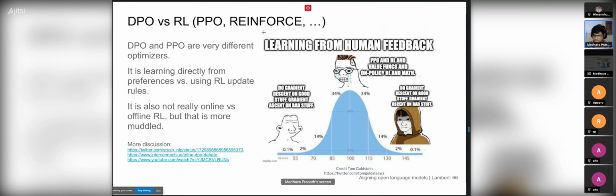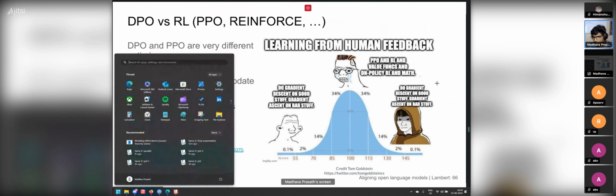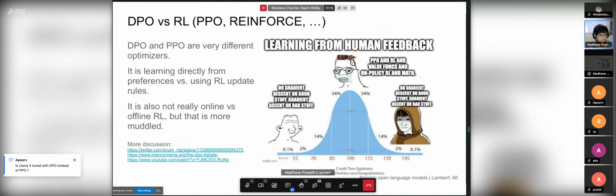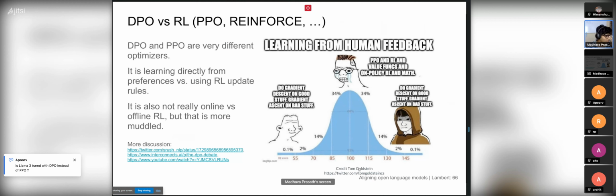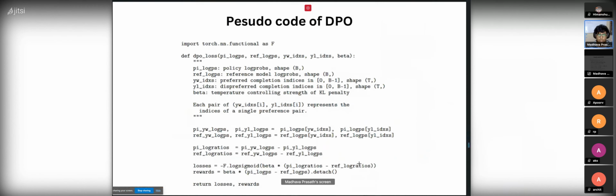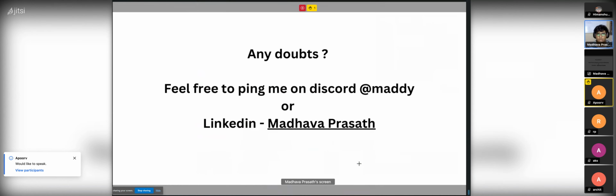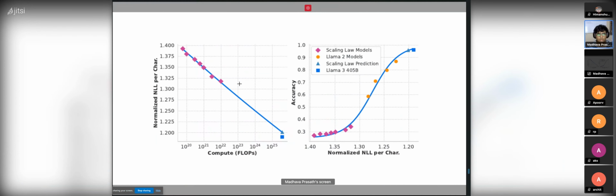So from this, does anybody have some doubts? Does anybody have some doubts until this? Yeah, Llama 3.1 is tuned with DPO. Yeah.